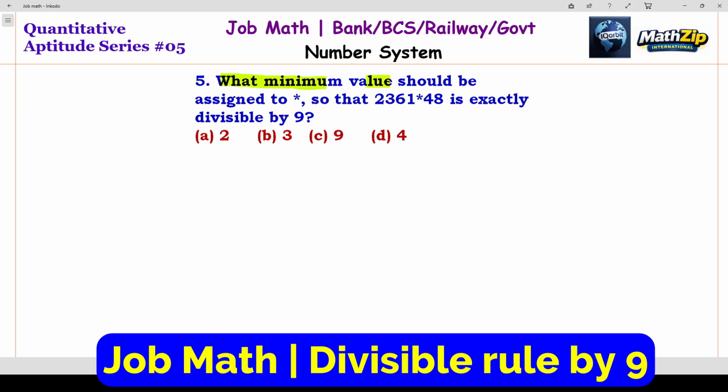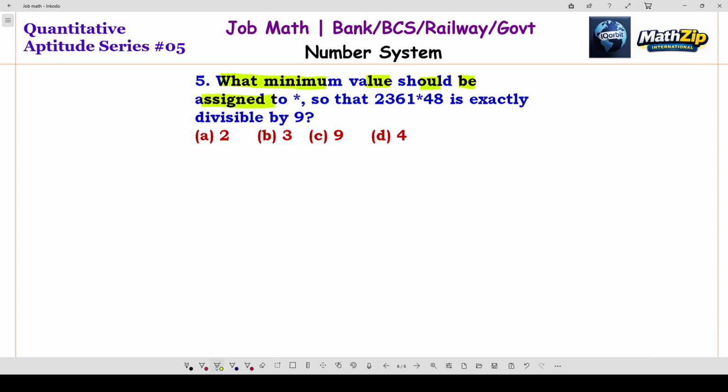What minimum value should be assigned to a star so that 2361 star 48 is exactly divisible by 9? Any number will be divisible by 9 if the sum of the digits of the given number is divisible by 9. For example, 81, we know it's divisible by 9. How? Look, 8 plus 1 equals 9. So this 9 can be divisible by 9.